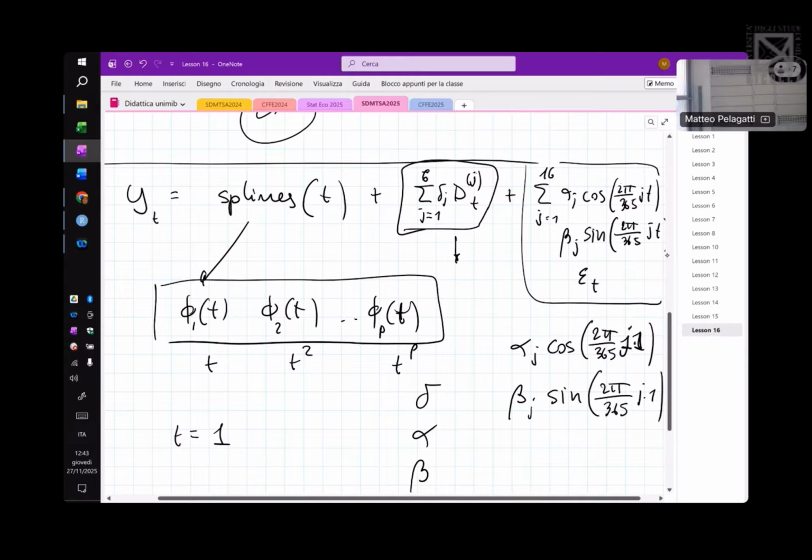I'll give you just one more word about splines. I mean, we will end with splines. I don't want to start today with the machine learning parts of this course.